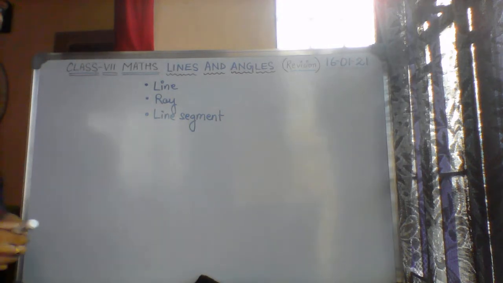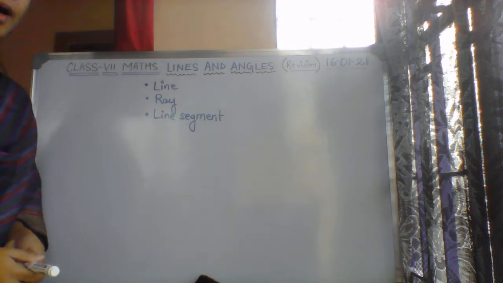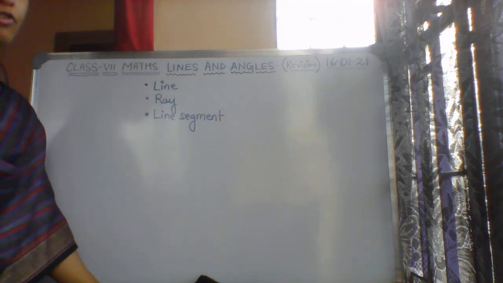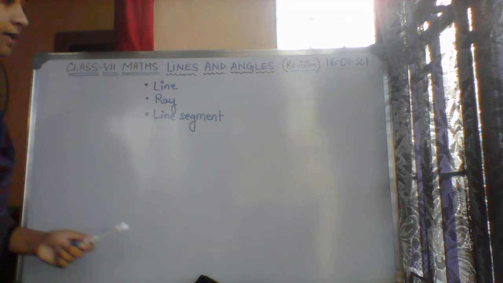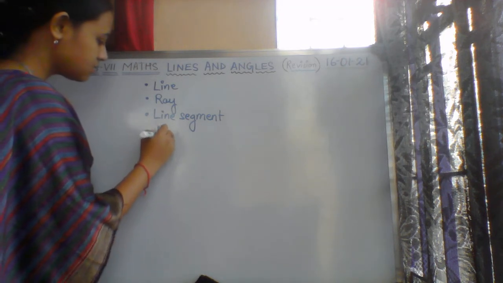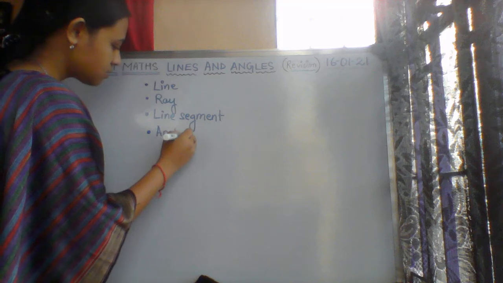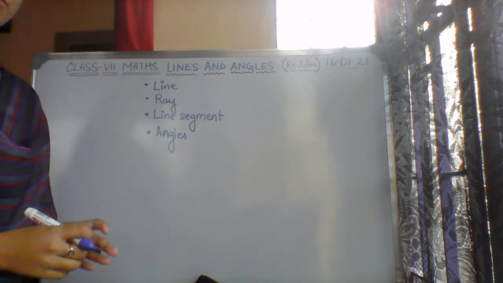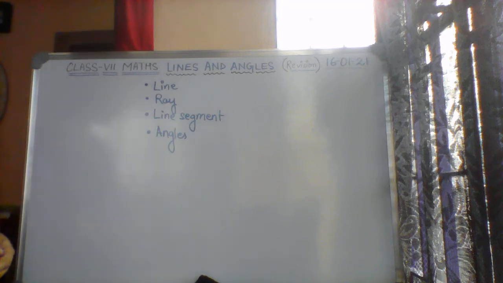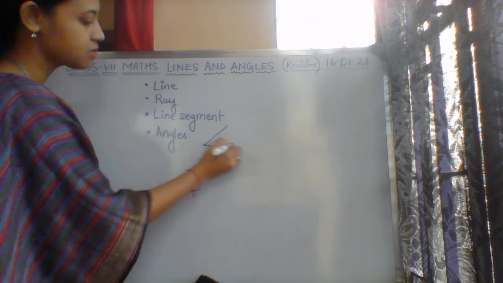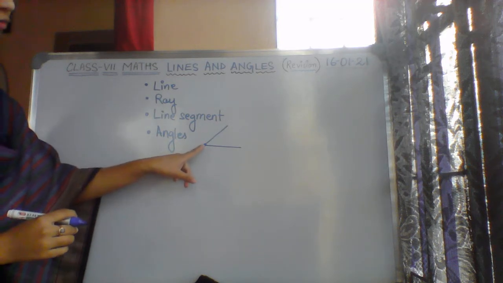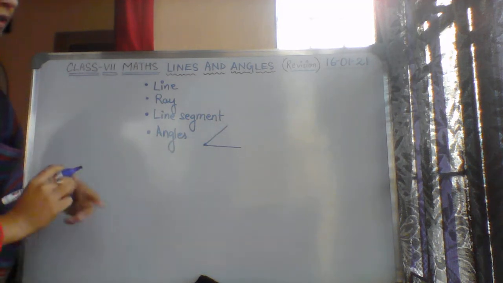Next, angles. Angles are formed by two rays or two line segments when they intersect each other. So about angles also, what are the parts of an angle? It has two arms and one common vertex. One vertex and two arms. From that common vertex, two arms are arising.